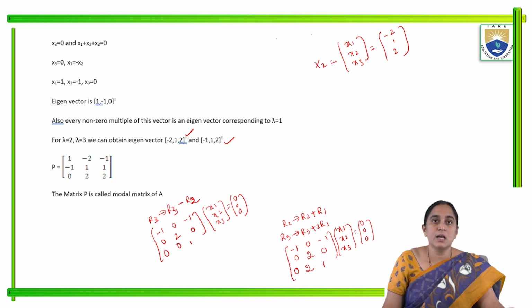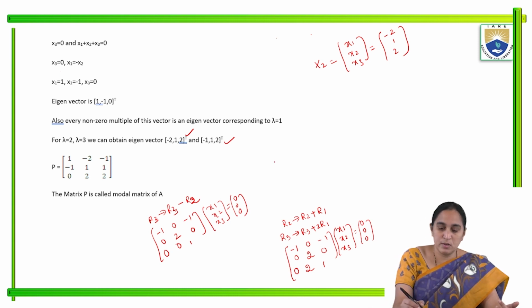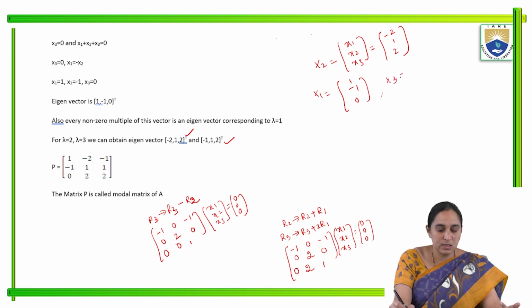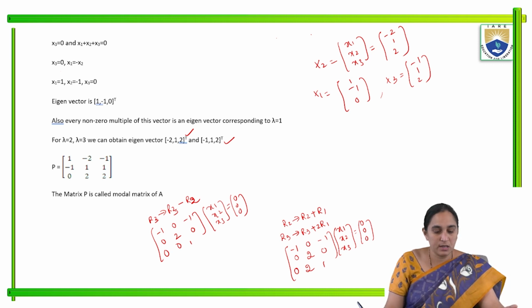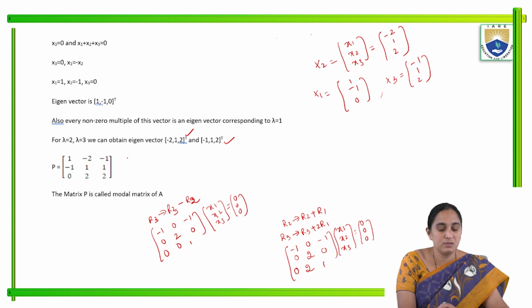Observe, for the distinct eigenvalues we get 3 eigenvectors. First one is x1 equal to 1, minus 1, 0, and x2 as minus 2, 1, 2, and x3 as minus 1, 1, 2. These are the 3 eigenvectors. Write the 3 as one matrix form P, that is, column-wise write down 1, minus 1, 0, minus 2, 1, 2, minus 1, 1, 2. Therefore this is the P matrix. This P is called the modal matrix of A.